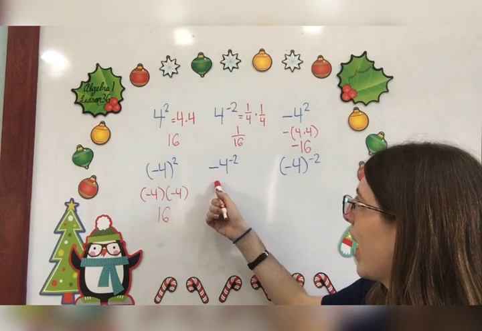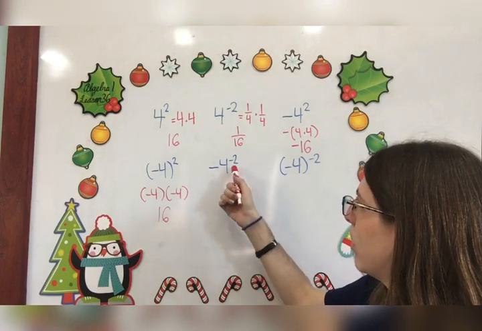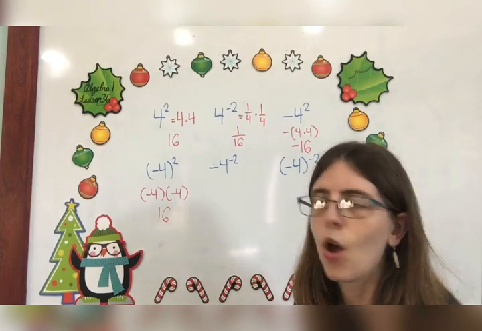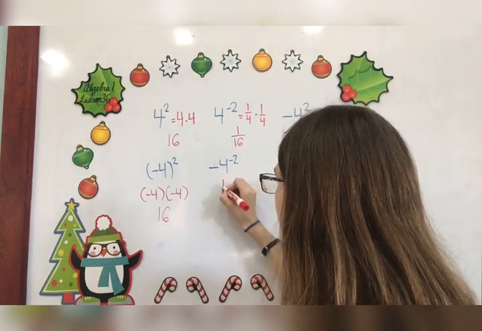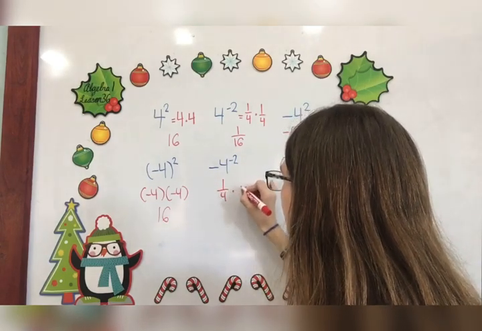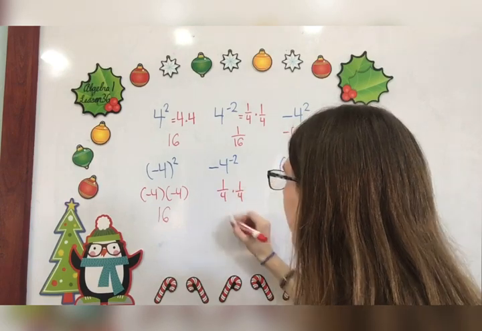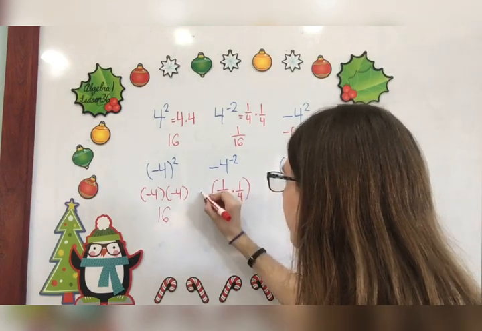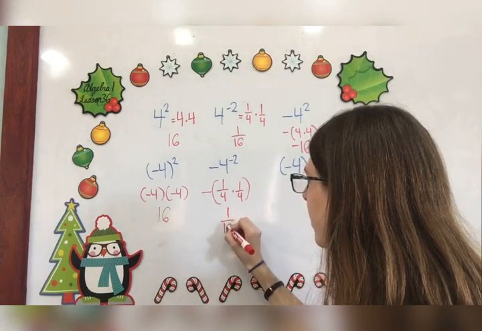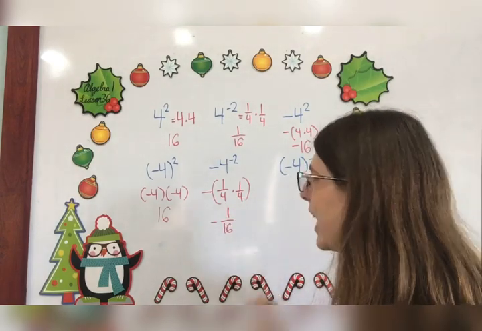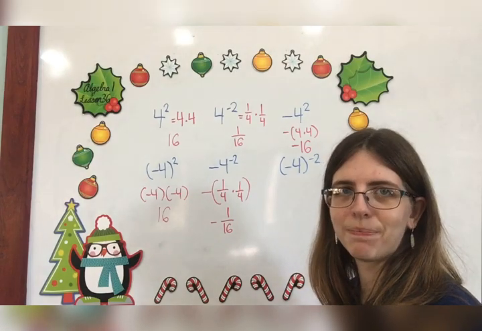How about this one? I have the opposite of 4 to the negative 2 power. Well, this means that, once again, you're taking the reciprocal, which would be 1/4 times 1/4, but you want the opposite of that. So 1/4 times 1/4 we know is 1/16, and the opposite is negative 1/16.